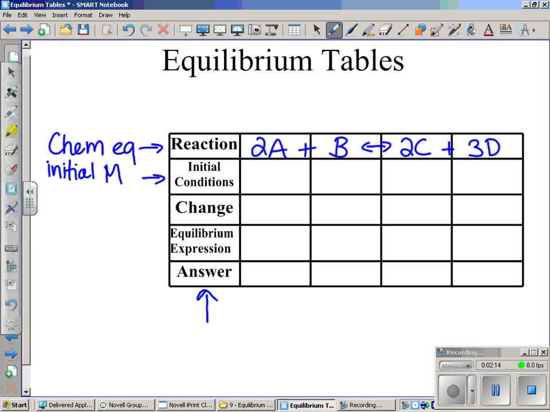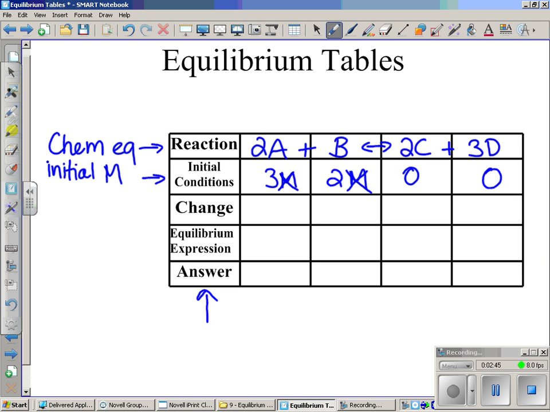So maybe the problem tells you you start with 3 molar of A. So you're going to put 3 molar of A here and say 2 molar of B. And so you'll put 2 molar of B. Now, if they don't mention C or D in the original problem as having initial concentration, those ones will just be zeros in those boxes. So anything they don't mention having an initial value will be a 0. Anything they do, you'll put the number in the box. And I usually don't even put the unit in there. It needs to be in molarity, but I usually just put the number in the box.